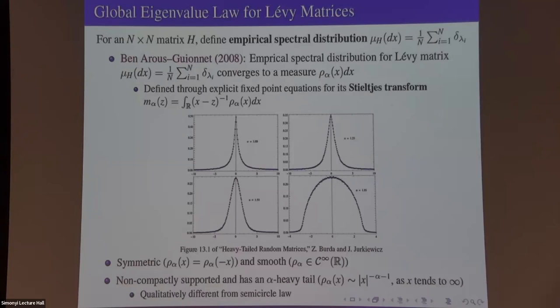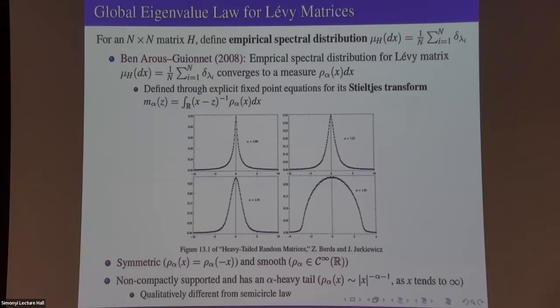So it was shown by Ben Arous and Guionnet about 15 years ago that this ESD, empirical spectral distribution, converges to some measure rho alpha of x dx. Its probability density function is not entirely explicit, but you can come up with an explicit-ish definition of it through its Stieltjes transform. The Stieltjes transform is, by definition, for the measure rho alpha, you take the integral of the inverse of x minus z times rho alpha of x dx. If I know this for all z, I can recover the ESD back. And then you can pin down what this Stieltjes transform is through a family of fixed point equations that I'm not going to write down.